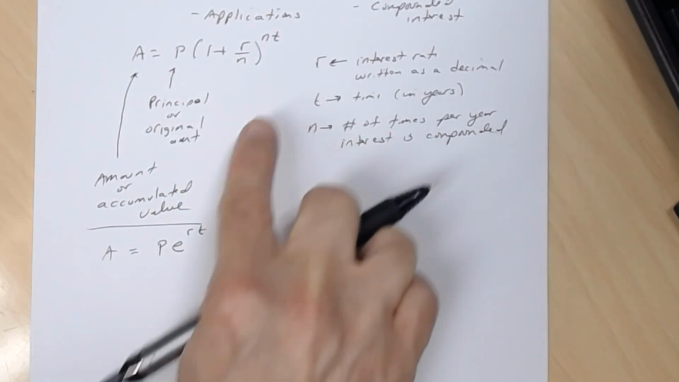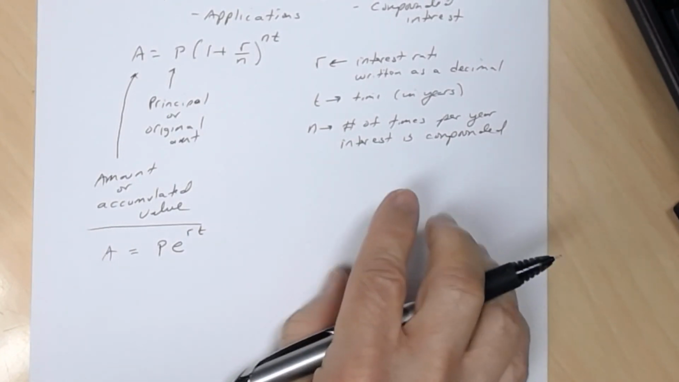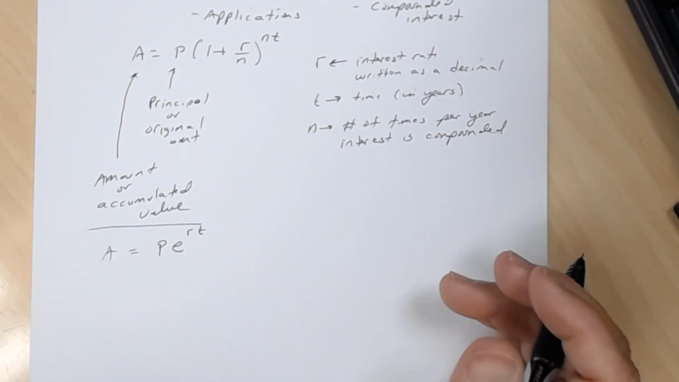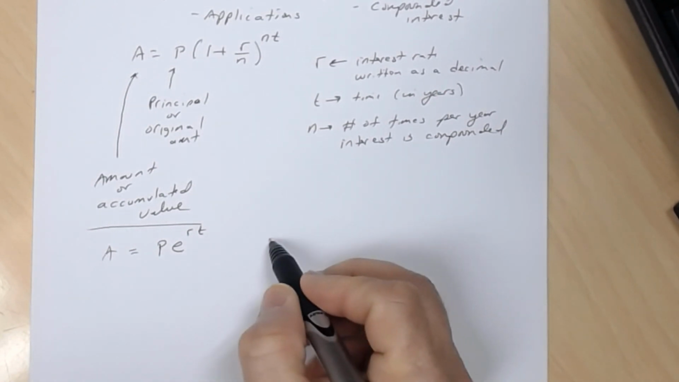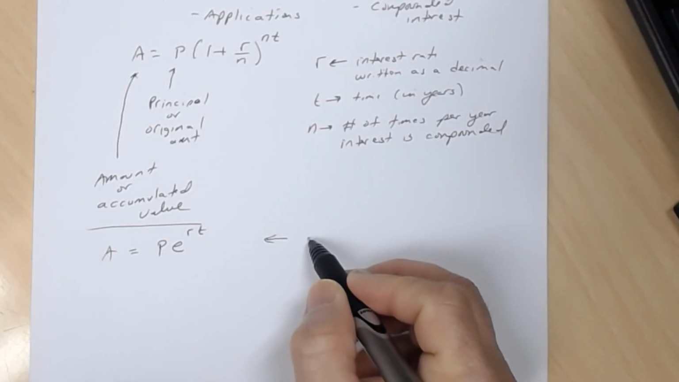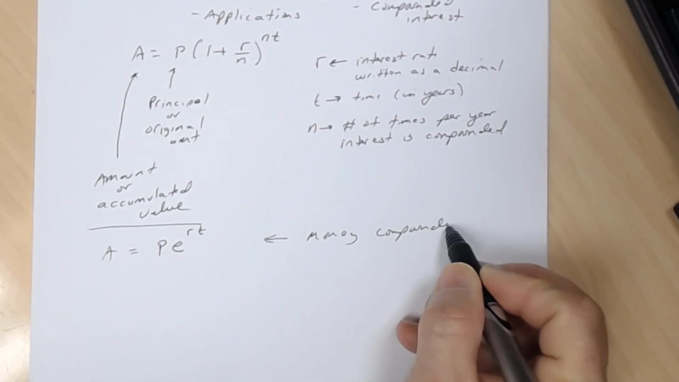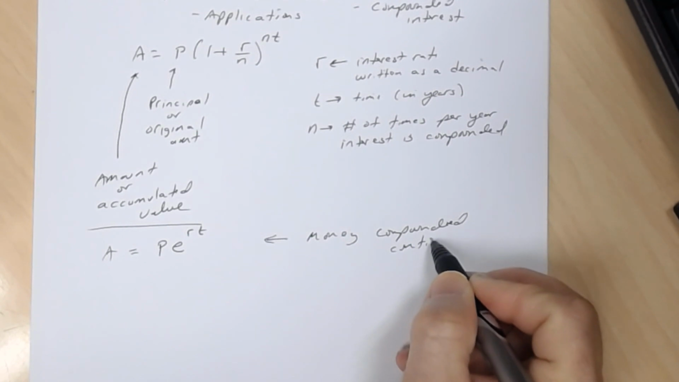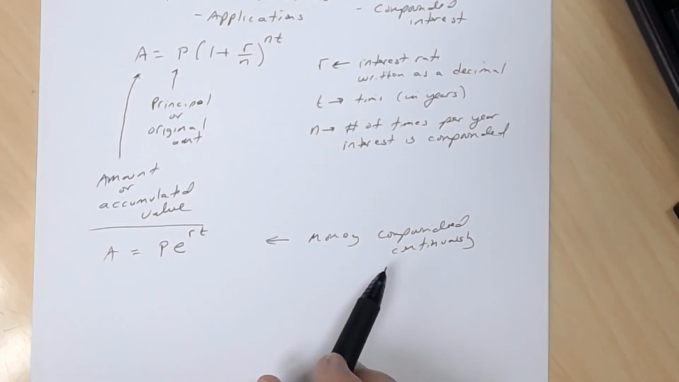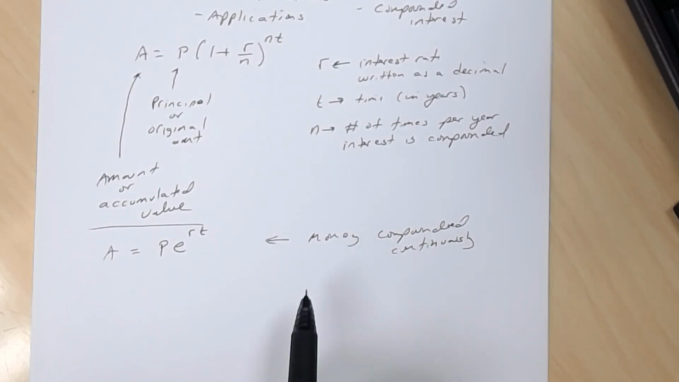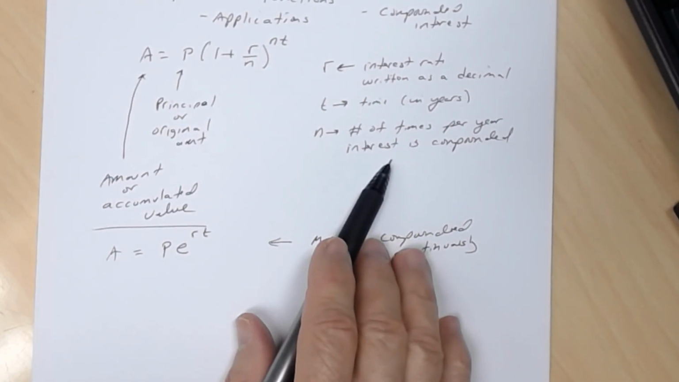The thing missing from here is N. Remember, N is the number of times your money is being compounded per year. Well, you use this formula if money is being compounded continuously. So if you see the word continuously, that means an infinite number of times. In the first formula, the number of times per year is a finite number.